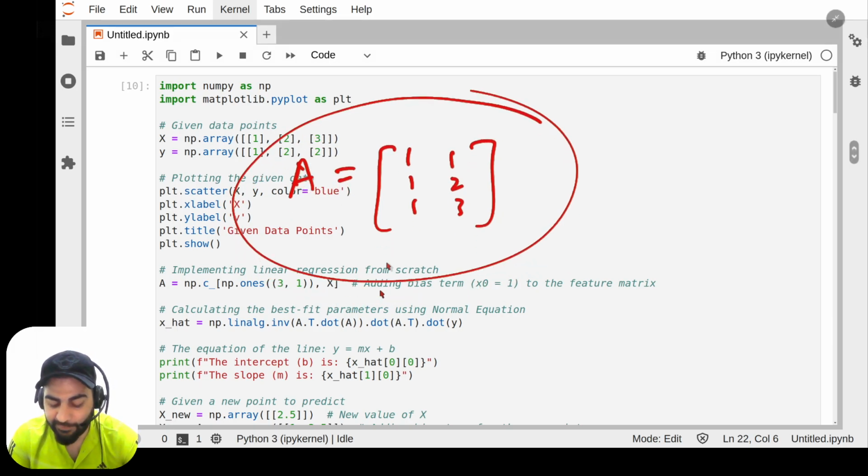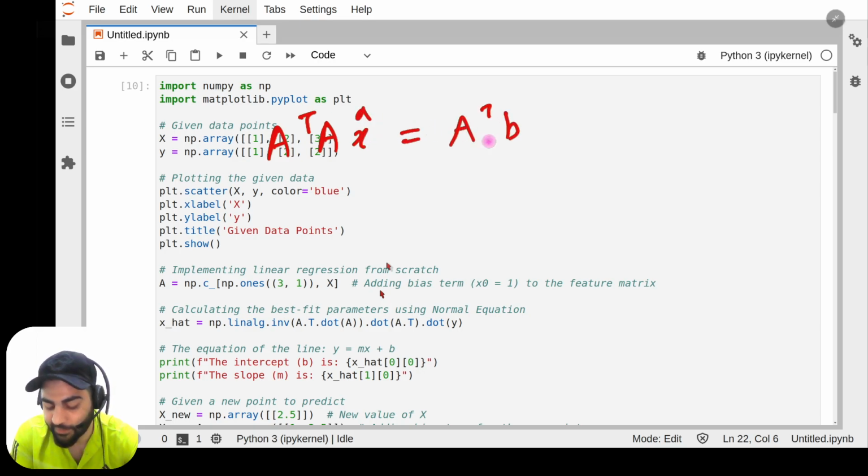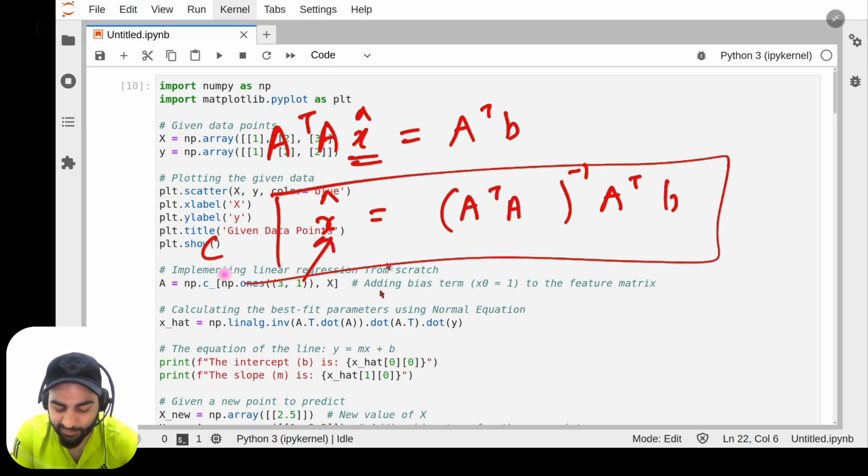Now if I have to calculate this, I had the equation A transpose A x hat is equal to A transpose b. So I need to find the values of x directly. I can say x is equal to (A transpose A) inverse times A transpose times b. This is what I will find, the x parameter. This x basically was C and D. I have to find this. So that's what I have done.